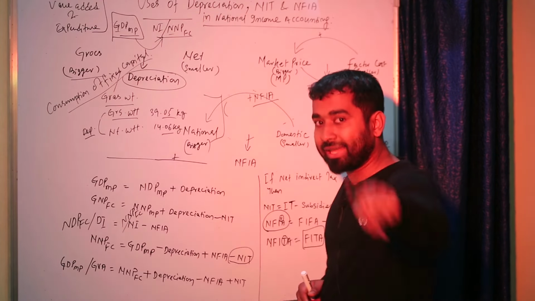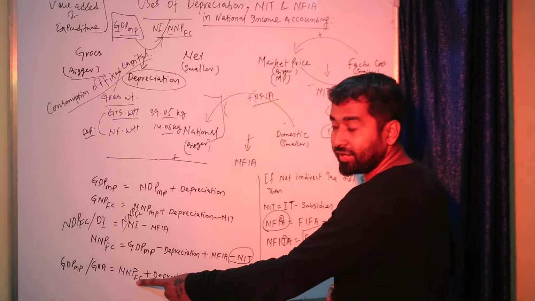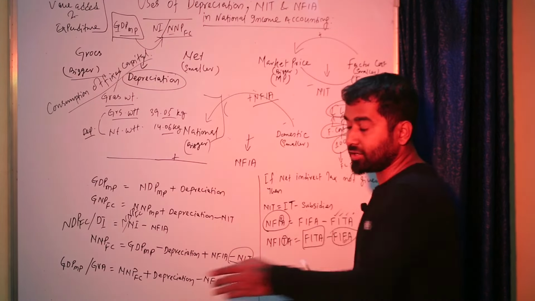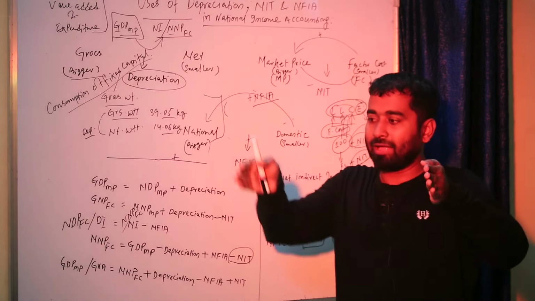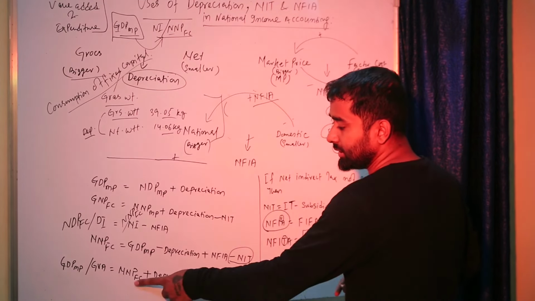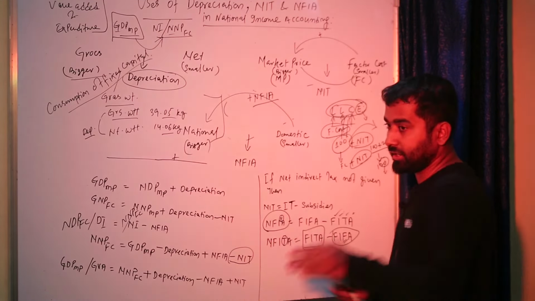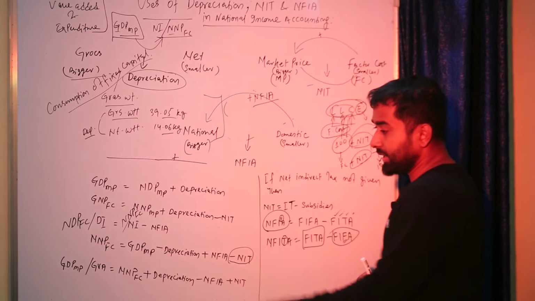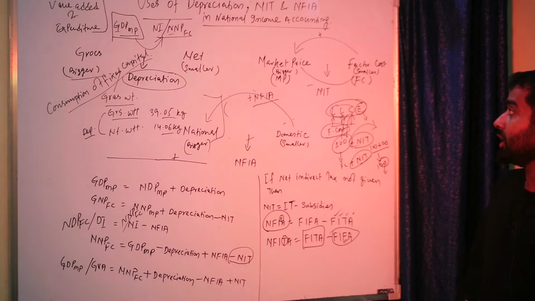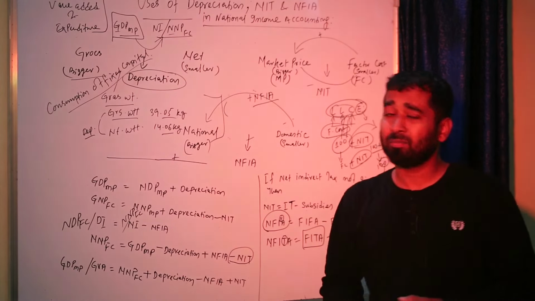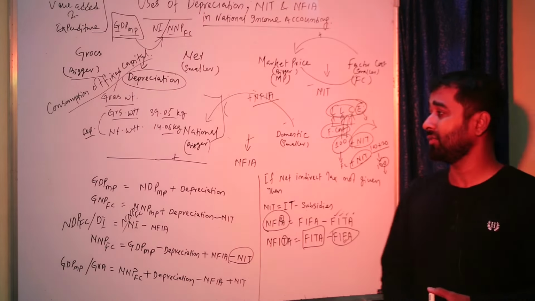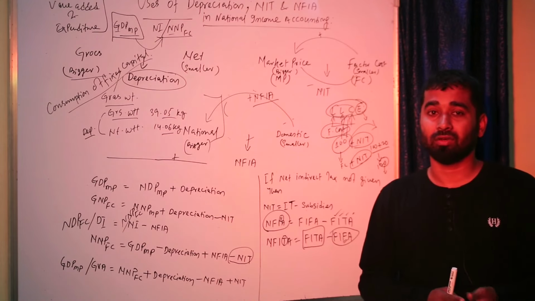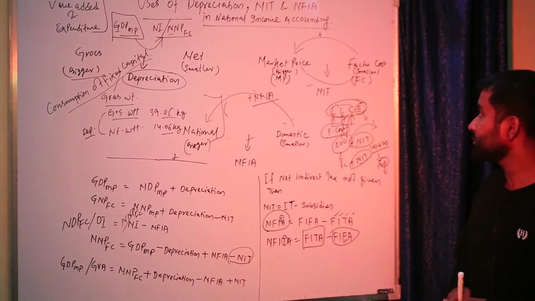Market price I am making, factor cost I have. Factor cost is the smaller thing and I am making the bigger one, so add NIT. I have the smaller one and am making the bigger one, so add NIT. I hope all these things are clear. If you have any doubt, please comment down. I will definitely clear your doubt. Okay, thank you.